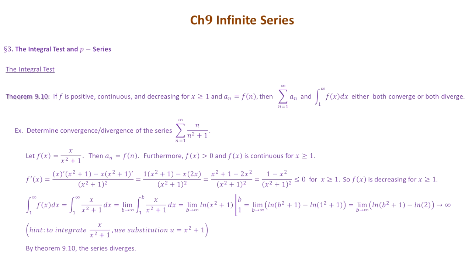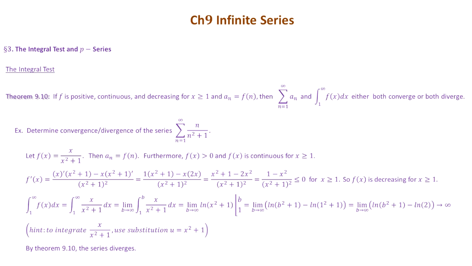Also, we have to check the conditions for this theorem. We need to make sure f is positive, and that's always true, because when x is greater than or equal to 1, x over x squared plus 1 is obviously positive. And it is continuous. There's nothing in this function to make it discontinuous, especially since the denominator x squared plus 1 is always greater than or equal to 1. So it can never be 0, and that makes the whole function continuous in the whole domain.